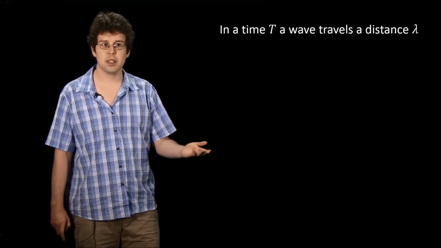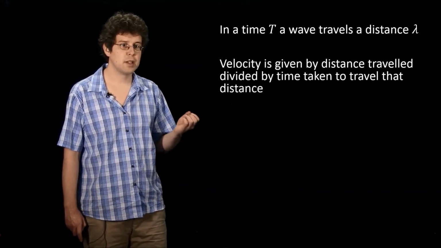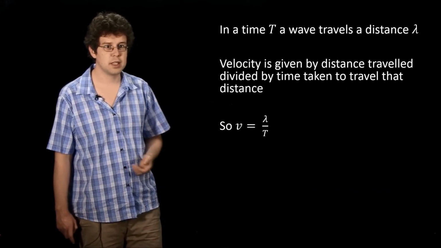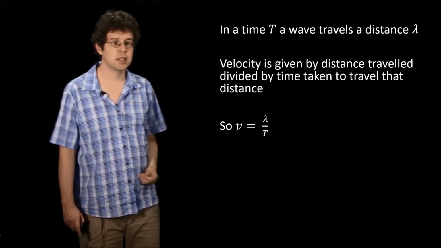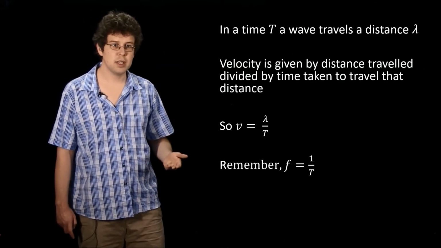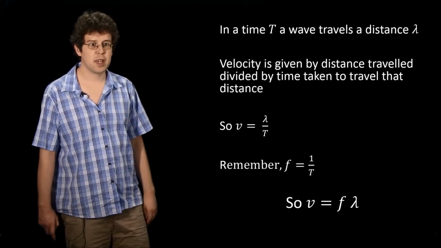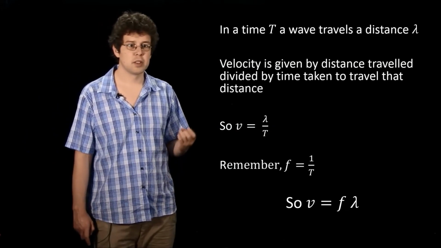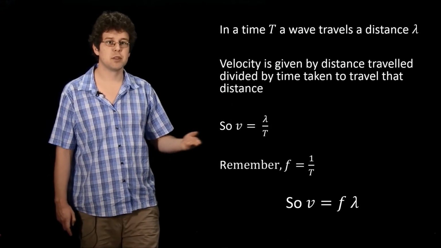Remember that in time T, a wave travels a distance lambda. The velocity is given by the distance travelled divided by the time taken to travel that distance. So we can write that out just as v equals lambda on T. And it's common to see it written out like this. But if we remember that our frequency is equal to 1 on T, then we can replace the 1 on T in this equation with an f, and we get v equals f lambda, which is a more common way of writing this. So your velocity is frequency times wavelength.